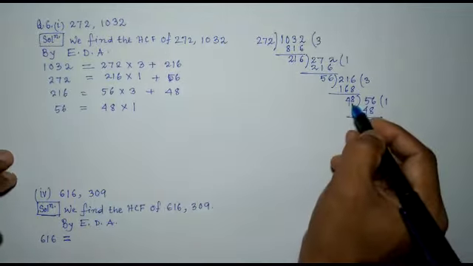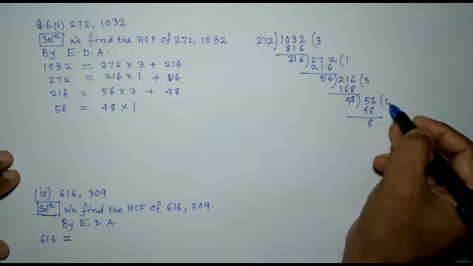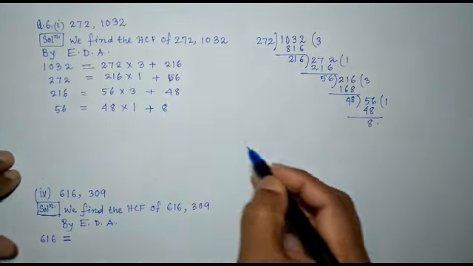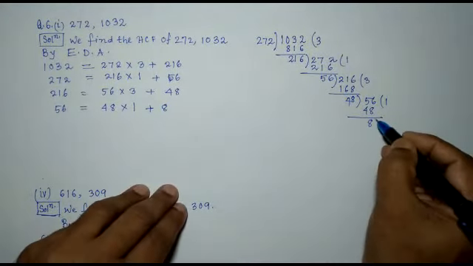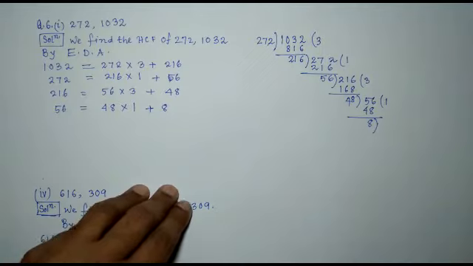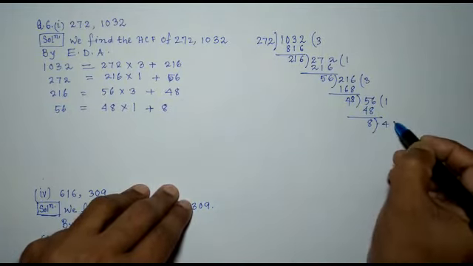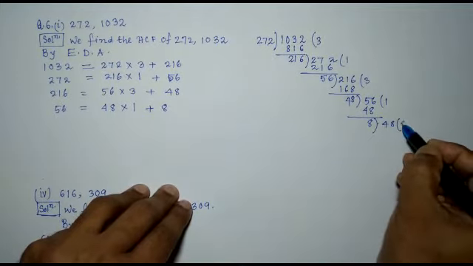1. See here, 48 is the divisor. Quotient is 1. And what is the remainder? It is 8. Our division will continue until we get the remainder 0. So bring this 48, divide by 8 now. How many times? It is 6 times.